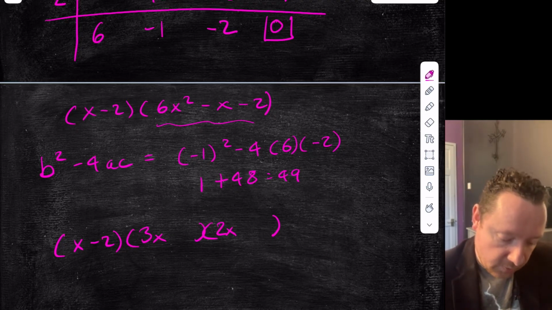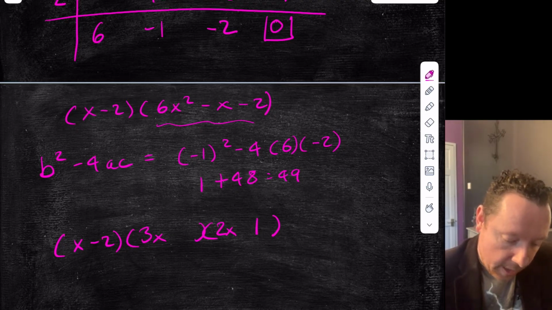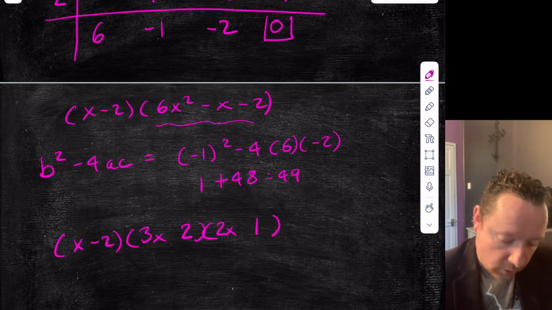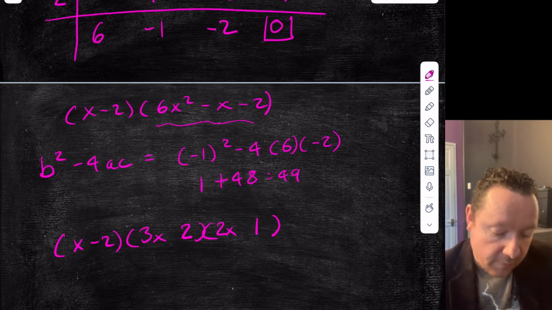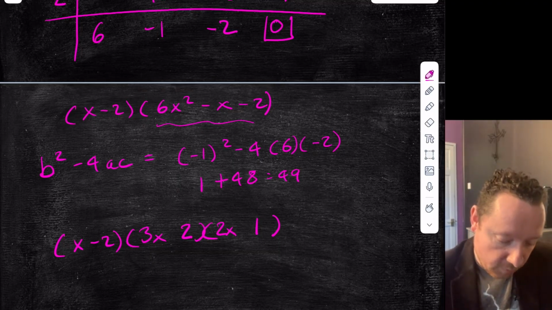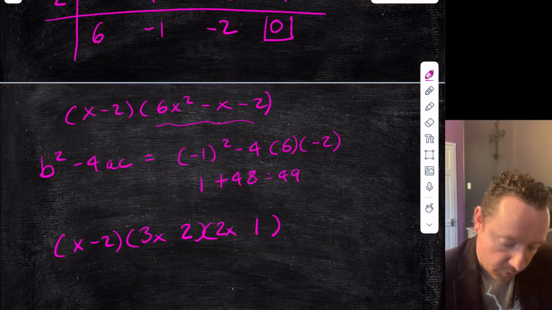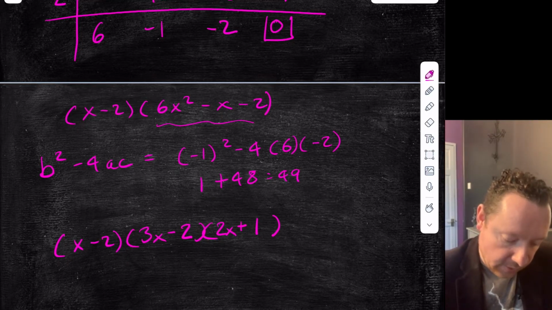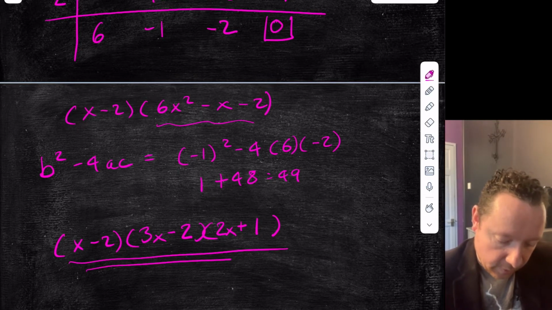3 2s is 6, 3 1s is 3, and 2 2s is 4. So I'm just doing outside, inside. That gives me the 1 in the middle, and I just need to get my signs right now. So I want to have minus 1, so I want to have plus 3, minus 4. And that's it, fully factorized, and we're done there.